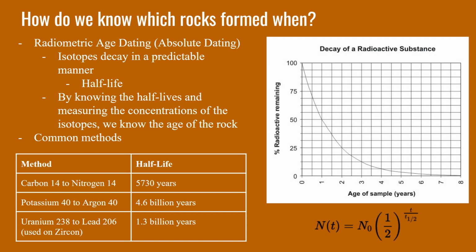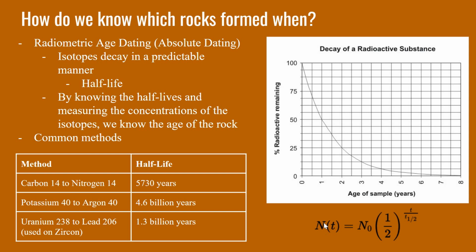Because once a rock is formed, for example, if it's an igneous rock that solidified from magma, that starts the clock. After that, the isotopes decay in a predictable manner following the half-life curve you see on the right. If you know the half-life of the particular radioisotope you're measuring, and you measure the concentration of both the isotope itself as well as the atom or atoms it decays into, then we can figure out the age of the rock using this formula here.